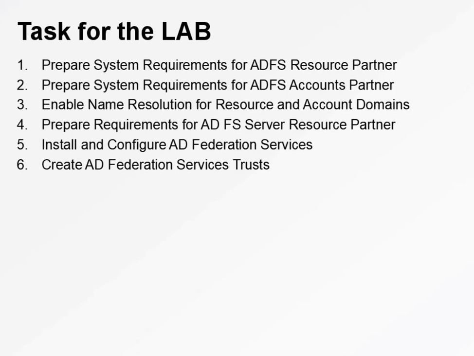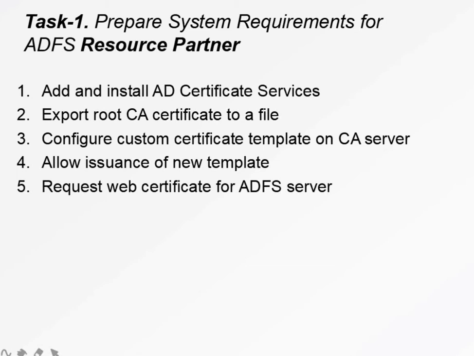First we will see task 1, prepare system requirement for ADFS resource partner. Under task 1 we are going to see 5 tasks one by one. The administrator of network resources such as files, folders, printers or network applications can be managed by setting up access control lists for user groups in Active Directory Domain Services. When a user logs into the domain by presenting his credential or identity and is successfully signed in, he is granted access to corporate assets based on his role in the network.